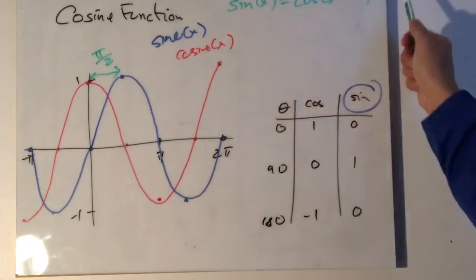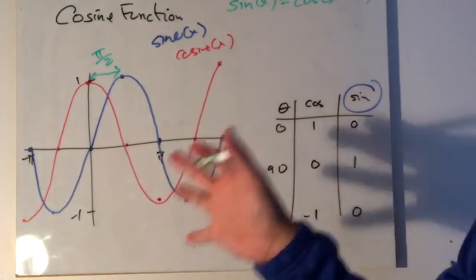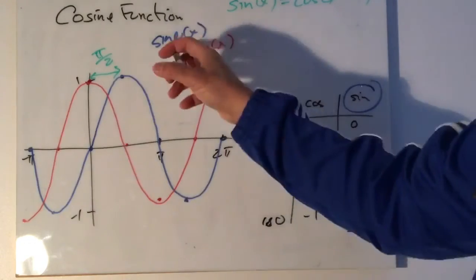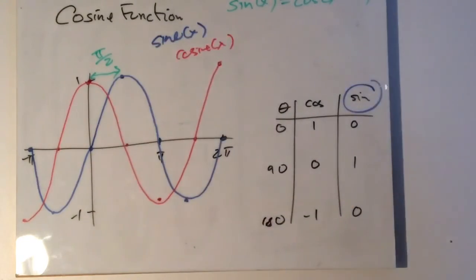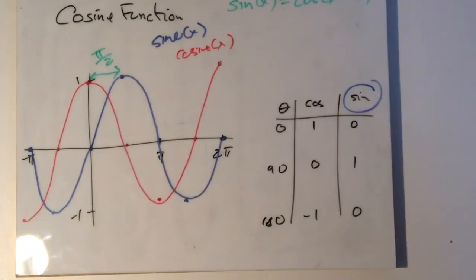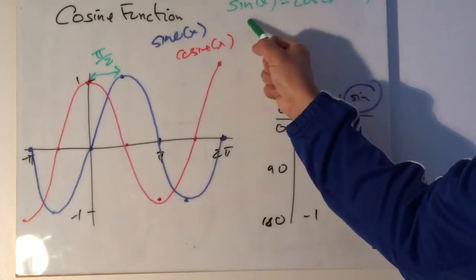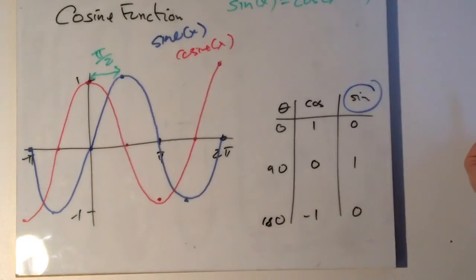This is important because everything we do with the cosine function follows the same rules that we've been doing with the sine function. The only thing you have to keep in mind is any problem that we encounter that deals with sinusoidal functions can be written either as a cos or a sine by simply shifting the starting point.